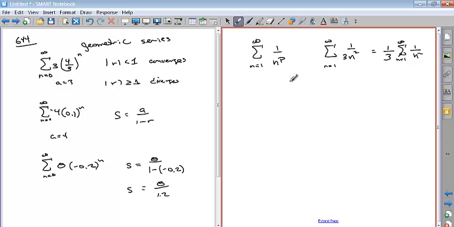Now there are cases where we use that within another type of test. So let's say we have the summation from n equals 1 to infinity of 1 over n cubed plus 5. And I asked what the convergence of that was. Well, this one is not exactly a p-series because I have this plus 5.